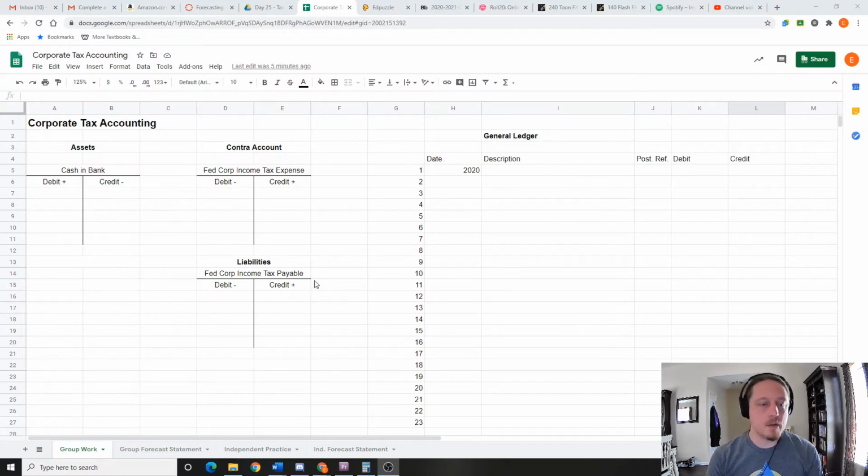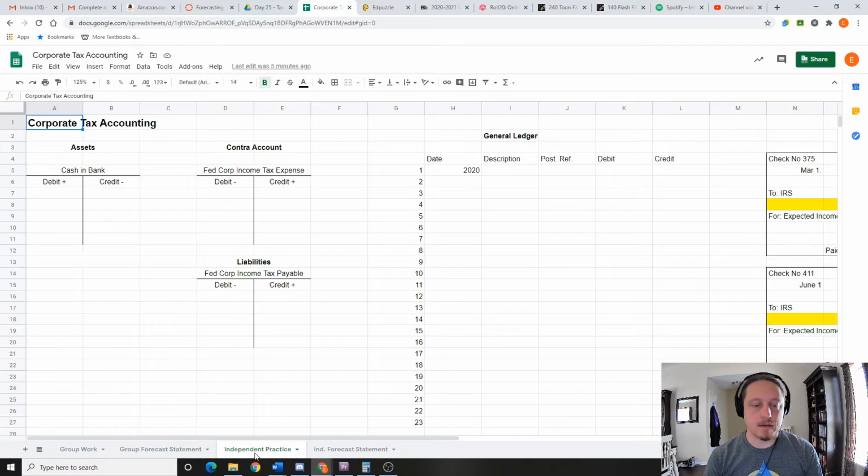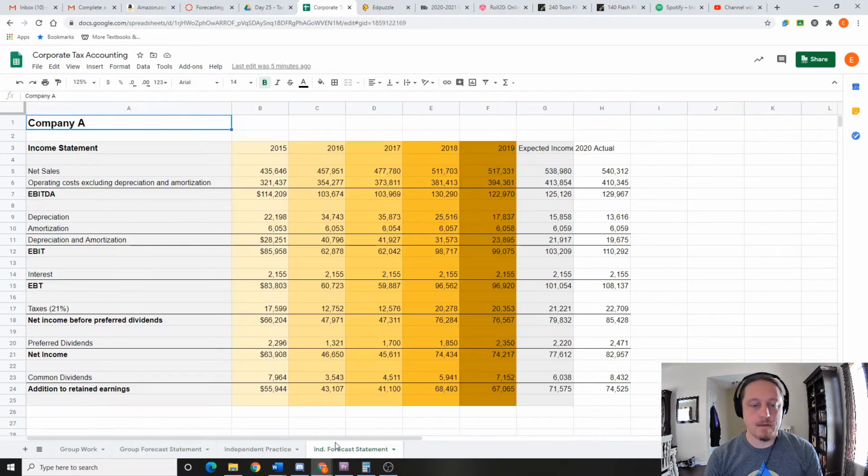Okay, so we're going to look at an example together, and then of course you'll have some independent practice. You'll notice there are 4 tabs at the bottom. One says group work, that's where we are right now. Group forecast statement, we'll be using that sheet as well to help us here. And then there's the independent practice, which is very empty, of course, for you. And then the forecast statement, which is filled out. So I have taken care of the forecasted income statement, and you'll be able to use this, and I'll show you how to use it as we do this example.